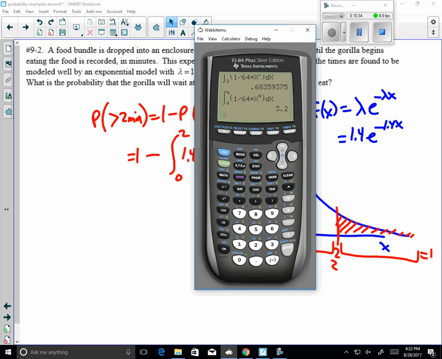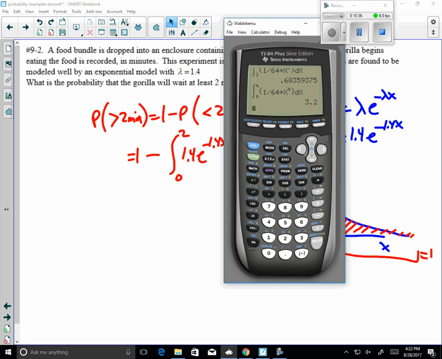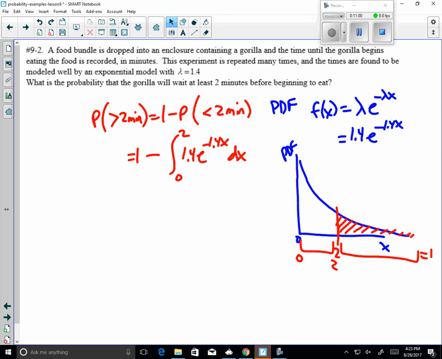If we wanted to do that, we could say the left-hand probability there is the integral from, let's see, math 9 here. We could do from 0 to 2 with 1.4, and then we'll use e to the x and negative 1.4 times the variable x, and then dx. So this is going to be the probability that the gorilla eats in less than 2 minutes, 0.9392 approximately.